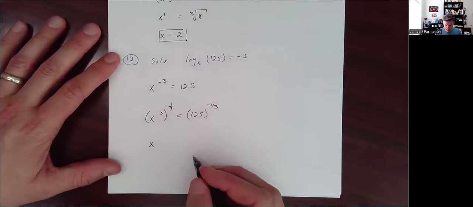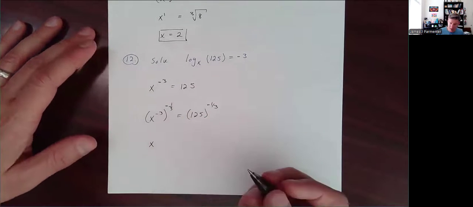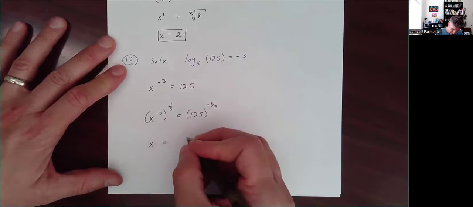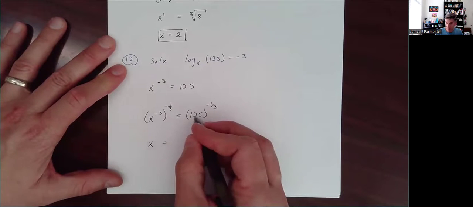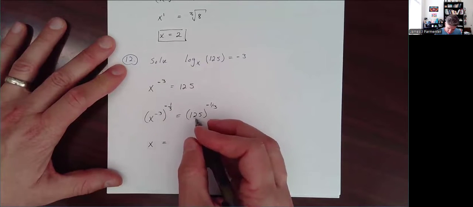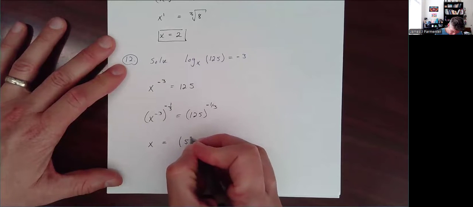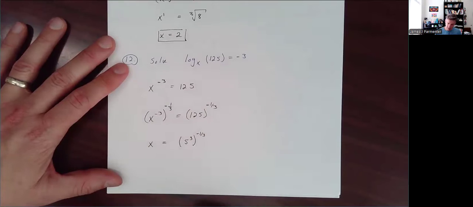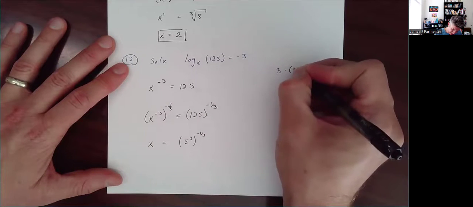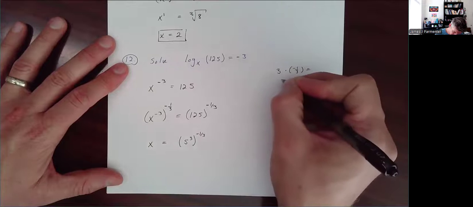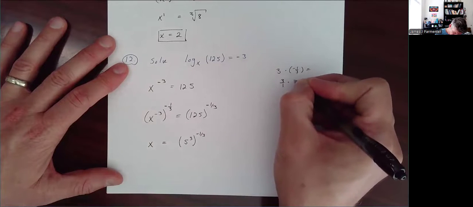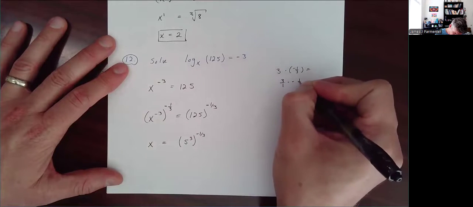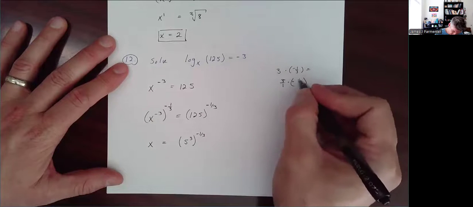And the right-hand side, there's a couple ways to deal with this. One way to deal with it would be to say, well, 125, I mentioned earlier, was equal to 5 to the third. So I'm going to rewrite this as 5 to the third to the -1/3. Power to a power, you multiply the powers. 3 times -1/3. If you really like, you write it as 3 over 1 times -1/3.